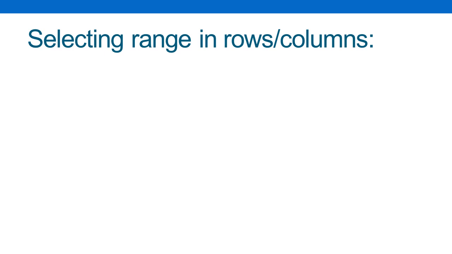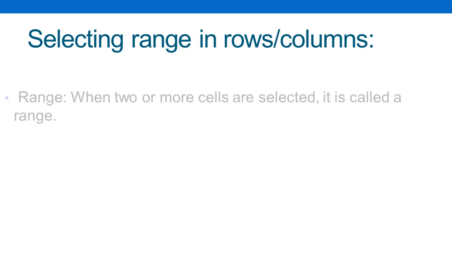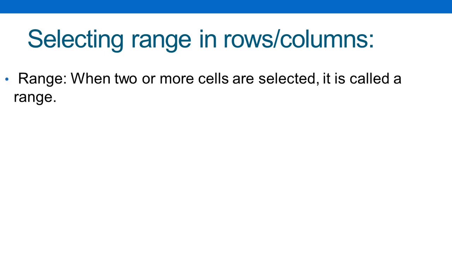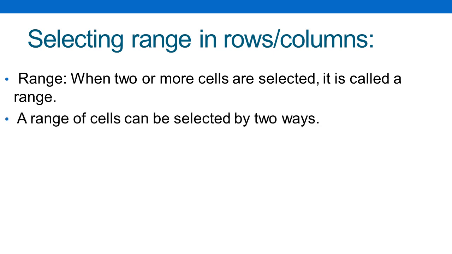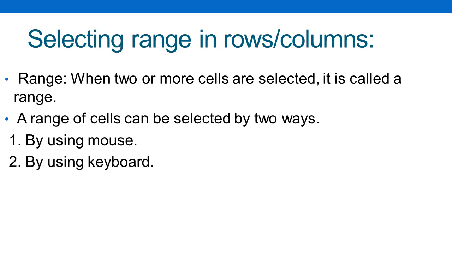Next is selecting range in rows and columns. First, range. When two or more cells are selected, it is called a range. A range of cells can be selected in two ways. First one by using the mouse, second one by using the keyboard.